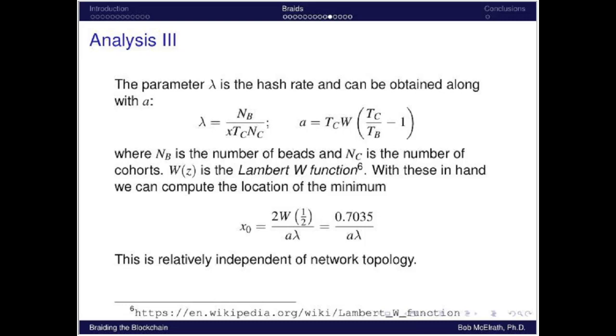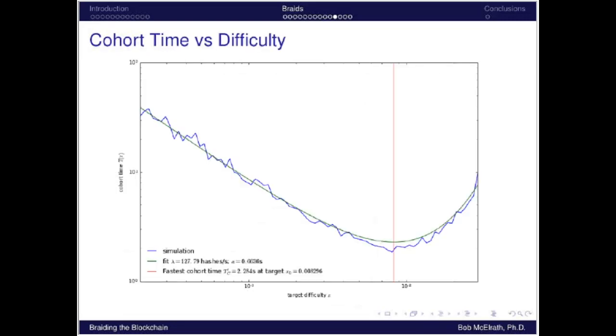And if you look down below, with these in hand, we can actually find the location of the minimum. So it doesn't matter where you are on that graph. If you're living at very low difficulty, you can compute where the fastest network is. It's 2W of a half over a lambda. This is remarkably independent of network topology. So let's look again at this graph here. This is the red line. So even if I'm way over here on the left in the blockchain limit, and I'm living with 10-minute blocks, I can still compute what the location of this is.